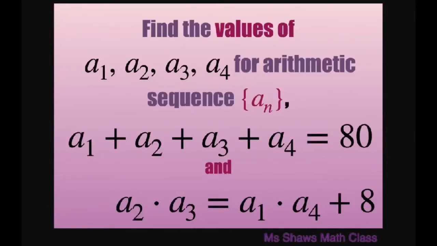Hi everyone. We're going to find the values of a sub 1, a sub 2, a sub 3, and a sub 4 for an arithmetic sequence a sub n. The sum of our terms equals 80, and the product of the second and third term equals the product of our first and fourth term plus 8. All right. For this one, we're going to set it up and fix it so we can work it out.